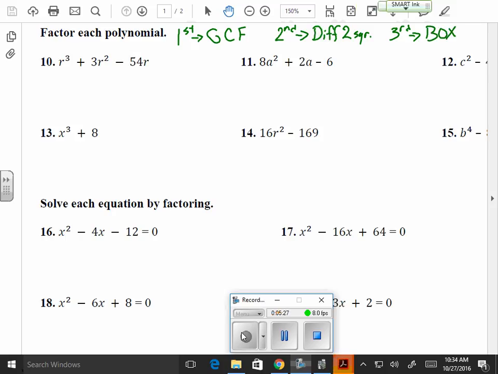So looking at number 10, look for a greatest common factor, and I see that all of the terms have r as a factor. So I divide r off of every term. I get r squared plus 3r minus 54. So then I look at my trinomial in the middle, and it's not a difference of two squares, so I'm going to try the box method. Box method goes something like this.